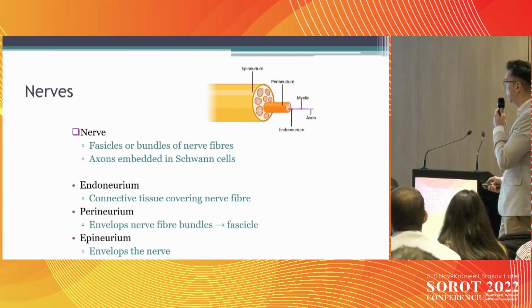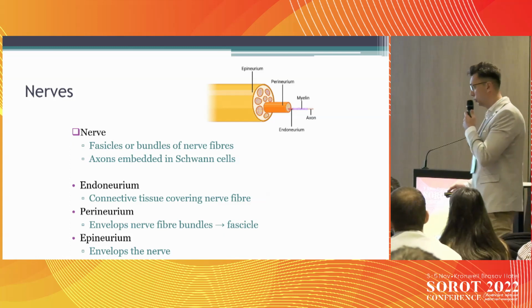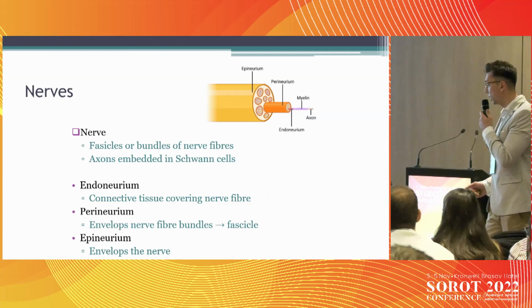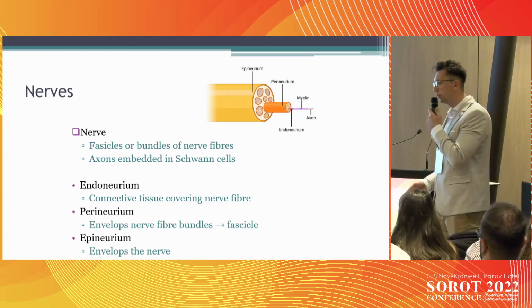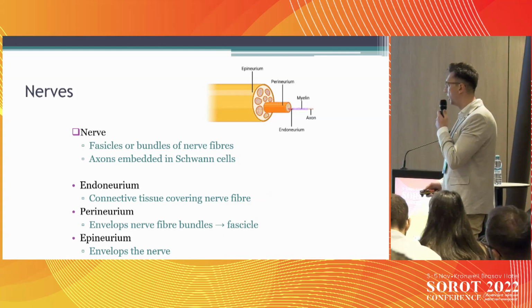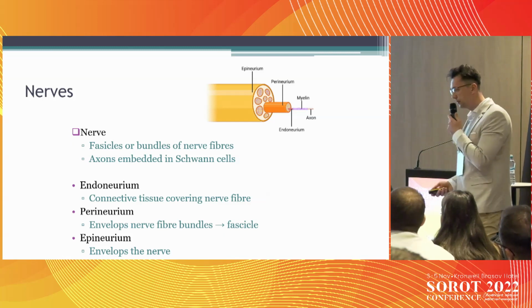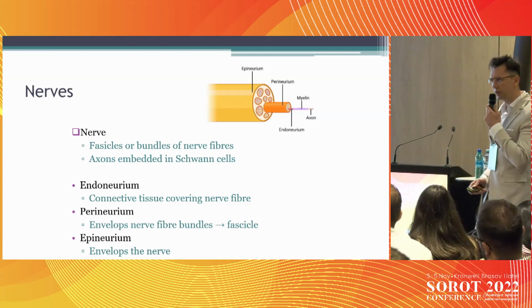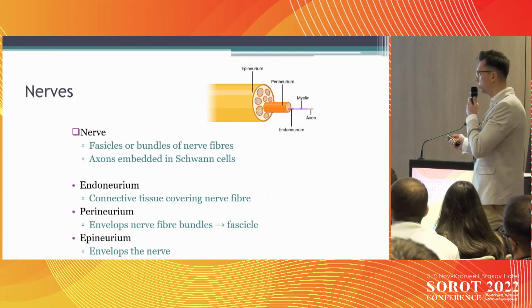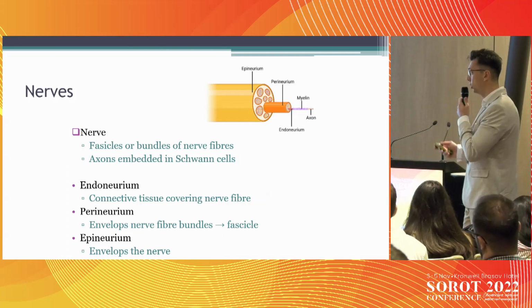Well, nerves are surrounded by endoneurium, perineurium, and epineurium. Endoneurium surrounds the neural fibers, perineurium the fascicles, and epineurium the whole nerves. It's important to understand because we have to understand the injury of the nerves.